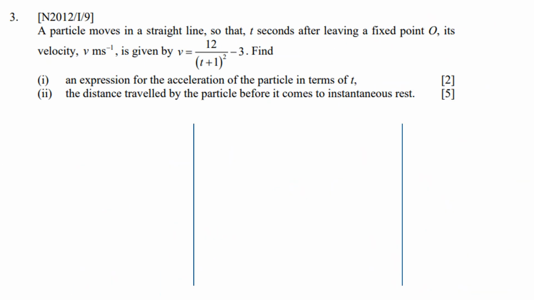Right, let's look at the next question. The next question involves a particle traveling in a straight line. t seconds after leaving a fixed point O, the velocity is given to be 12 over (t plus 1) squared minus 3. Find the expression for the acceleration of the particle in terms of t. Right, so acceleration is the rate of change of velocity with respect to time. So I need to find dv over dt.